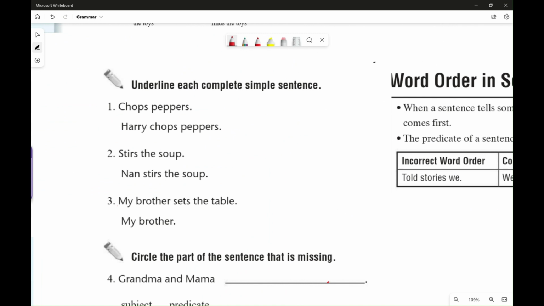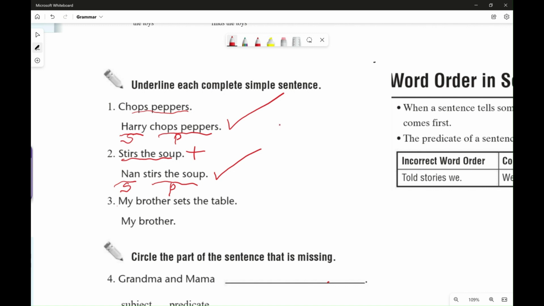Underline each complete simple sentence. Let's go. Chops peppers. Harry chops peppers. Who chops peppers? Harry. So, Harry chops peppers makes sense. Stirs the soup. Nan stirs the soup. Nan is the subject, and stirs the soup is the predicate. So, it's correct.